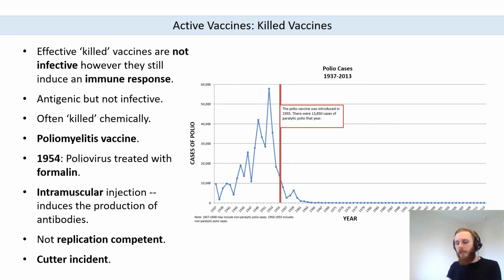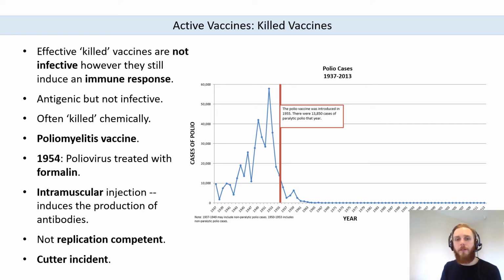However, if you fix it in formalin, then hopefully you're still able to induce an immune response, despite the fact that the virus is not capable of causing disease, because it's fixed. It's not replication competent at all. It's fixed in formalin again, usually.